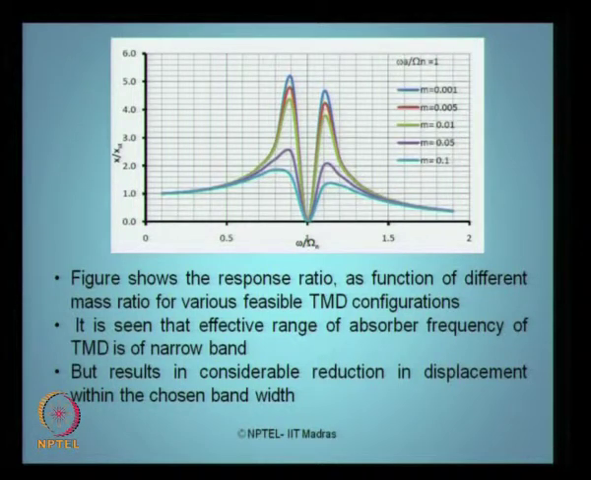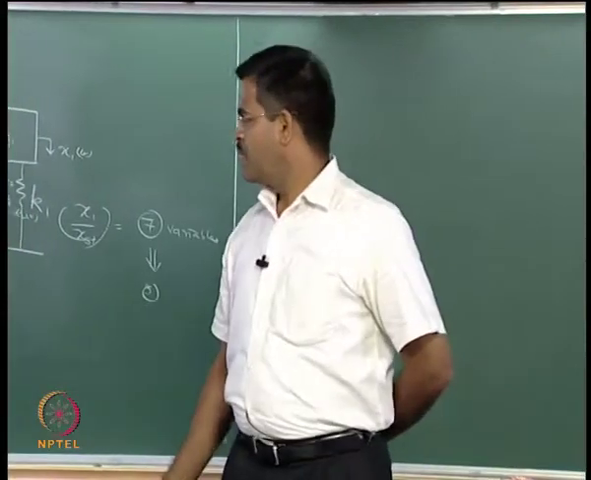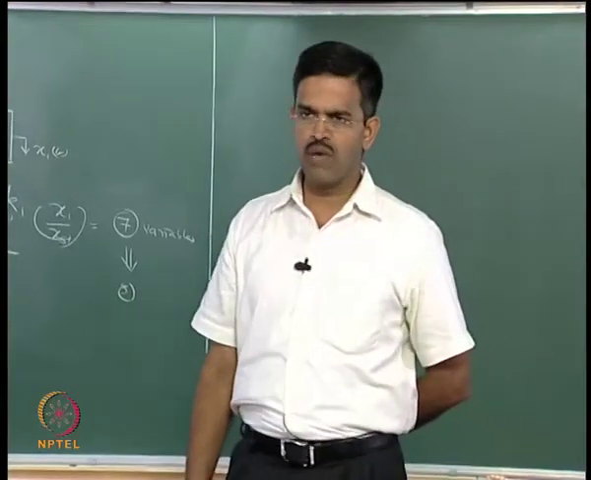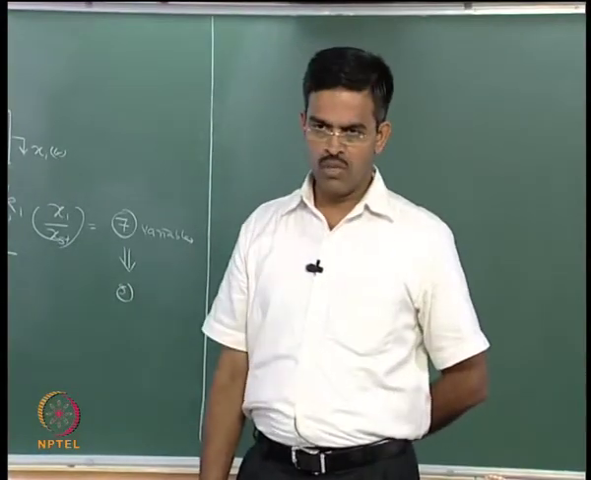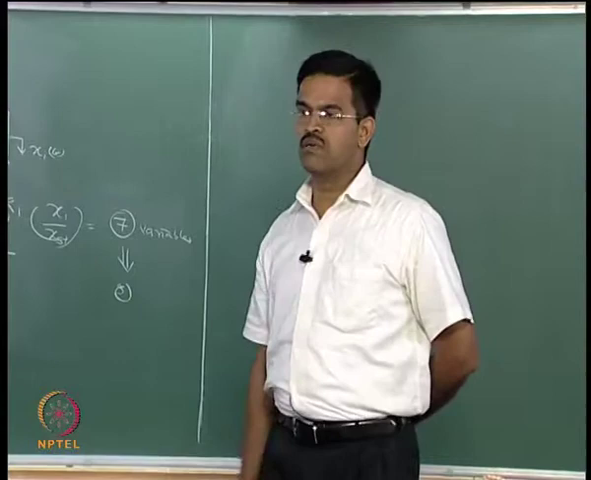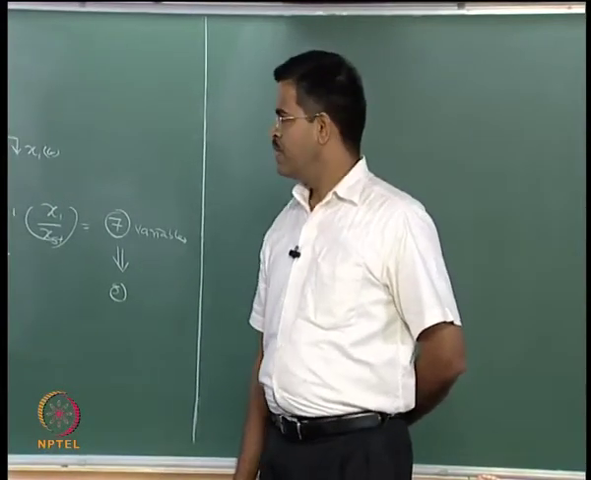As I keep on increasing my mass ratio from 0.1%, which corresponds to this, to 10%, which corresponds to this, I am able to control my response drastically from a ratio of around 5 to a ratio of around 1.6. So, what was attempted is the response control of the primary system using an additional secondary mass system, which is one of the common algorithms used for passive control methodology in land based structures. This was not attempted very often in offshore structures.